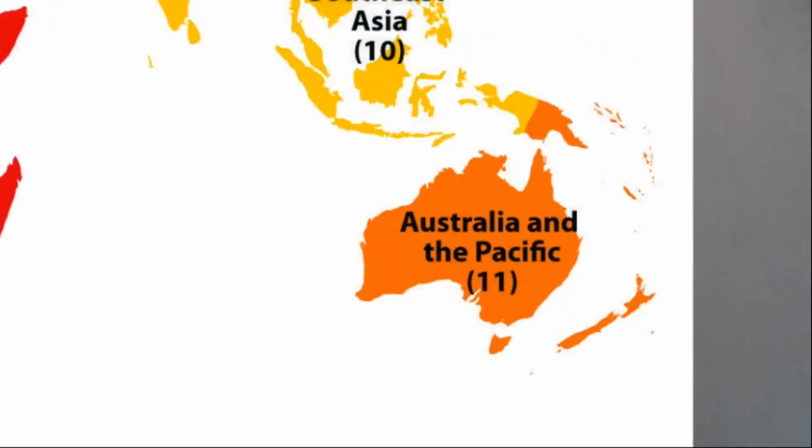And then finally, Australia and the Pacific. You can see that it extends a little bit below Southeast Asia. And that's all the island chains that exist in the Pacific Ocean around Australia.